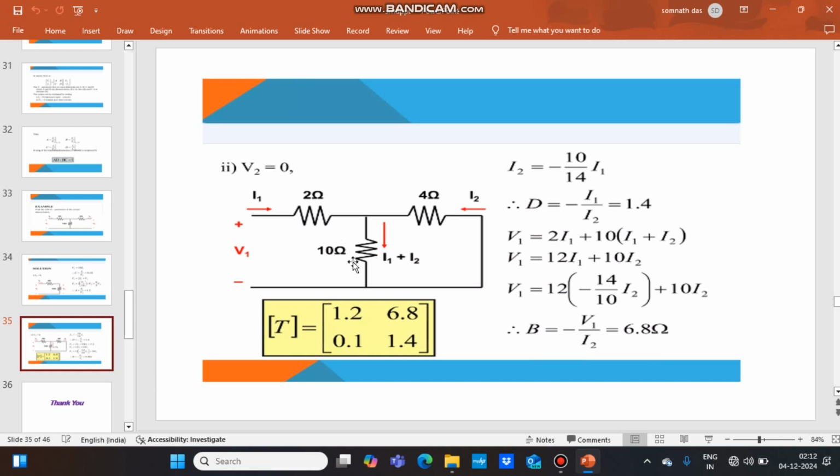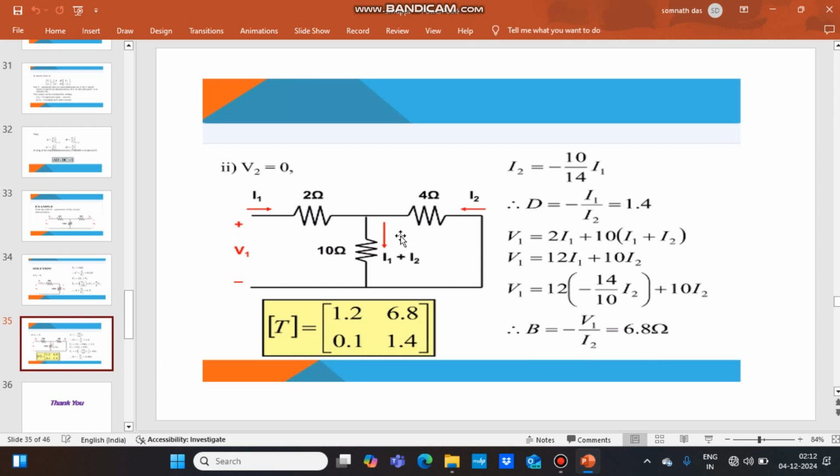Here I1 is the main current, the I2 current is flowing through the 4 ohm resistance, and the I1 plus I2 current is flowing through the 10 ohm resistance. So I2 will be the main current divided by total resistance into 10 ohm resistance. So I2 equal to minus 10 by 14 into I1. Here I2 is taken as negative because as the output port is short circuited, the direction of I2 is opposite. So D equal to minus I1 by I2 equal to 1.4.